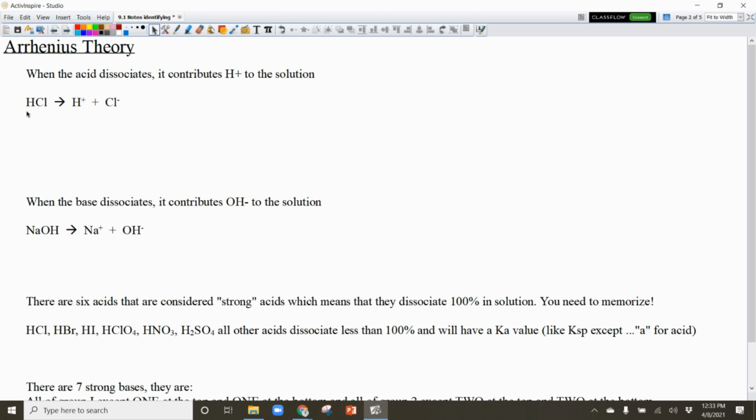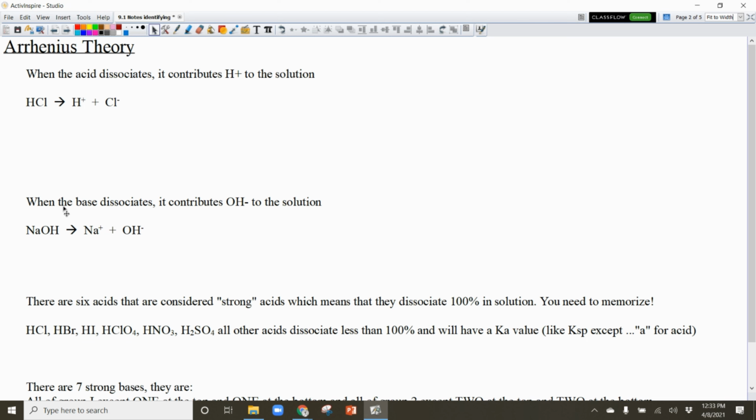So we can see here hydrochloric acid, when it dissociates into a hydrogen ion and a chloride ion. So it's contributing this H+ to the solution. And that's what makes an Arrhenius acid an Arrhenius acid.